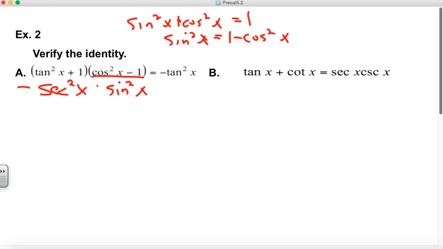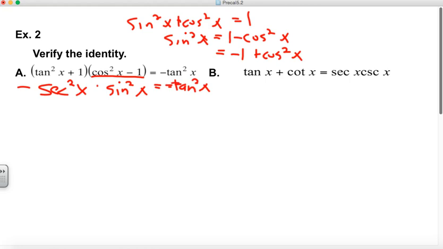Because if I multiply this right side over here by a negative, it would make the 1 a negative 1. It would make the cosine squared positive. All right, and so that's negative 1 plus cosine squared, which is the same as cosine squared minus 1. So multiplying by a negative will make your identity fit the rule that we use, right? So that makes that secant squared x times sine squared x equals negative tangent squared x.